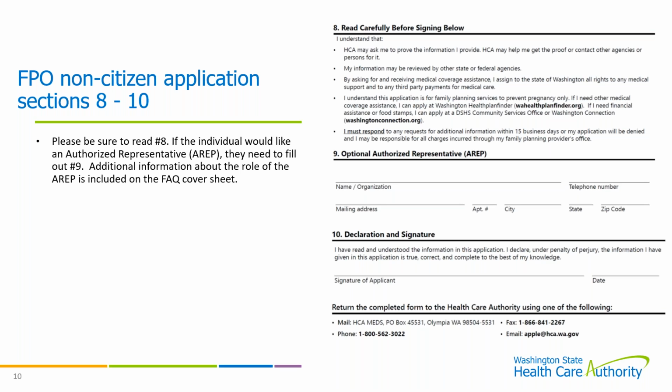There are several ways to submit the application: either by mail, fax, you can call in, or email the application. And I think that covers it.